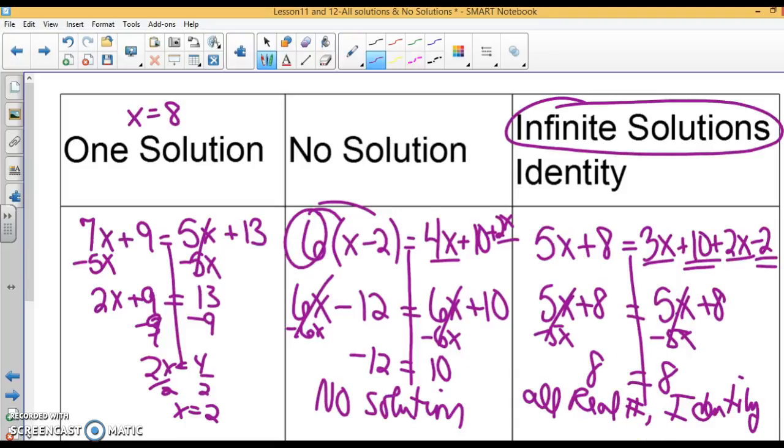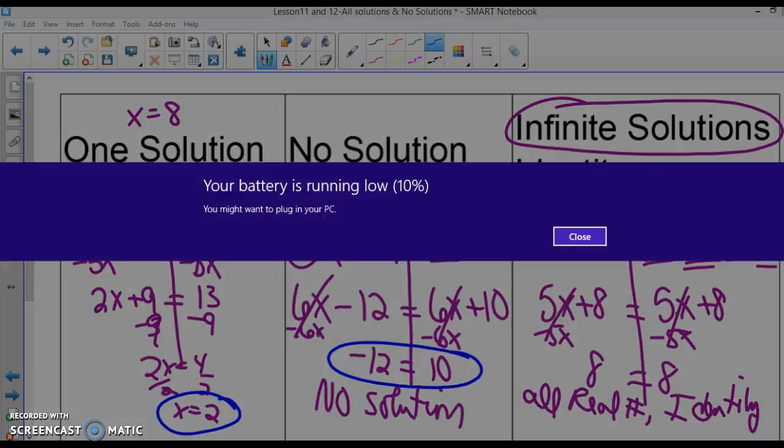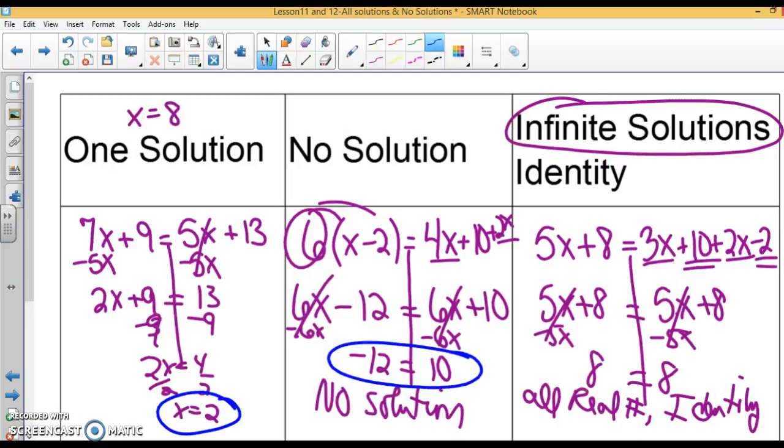So, let's look back. When you are solving, the steps to solving are the same. If you end up with x equals a number, then that's one solution, and that is the answer. If you end up with all variables gone and it's false, you're going to say no solution because there's no number in the world that will work. And if you end up with all variables gone in a true statement, the answer is all real numbers or the identity.